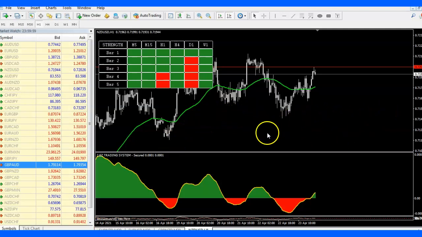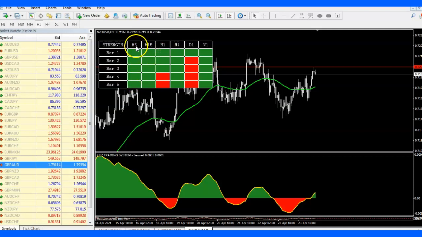Let me start with the Too Easy indicator, which is this one right here. The Too Easy indicator comes originally with the strength indicator, which is this one right here. What it does is, for example, you have bar 1, which is talking about the candlesticks. Bar 1, bar 2, bar 3, bar 4, bar 5. And it's measuring the different strengths in the different time frames.